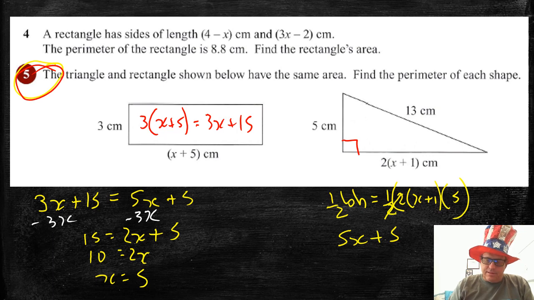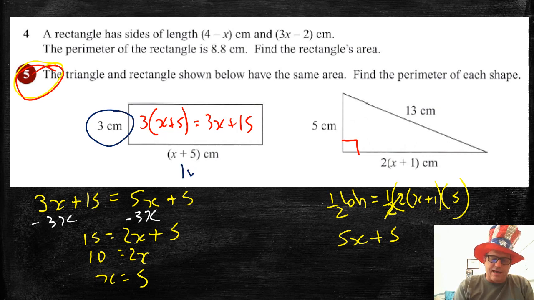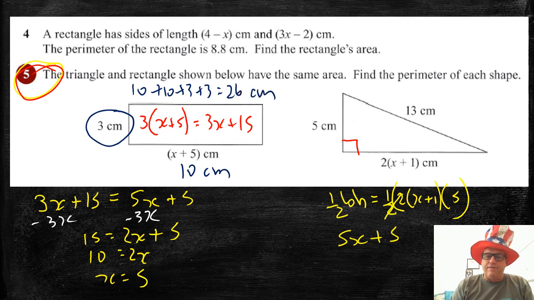Okay, but since we know x is 5, for my rectangle, that side is 3. 5 plus 5 is 10. That side is 10. So the perimeter is 10 plus 10 plus 3 plus 3, which equals 26 centimeters. It's a perimeter. And for the triangle, if x is 5, 5 plus 1 is 6 times 2, so that side is 12. The perimeter of the triangle is 5 plus 12 plus 13, which is 30 centimeters.